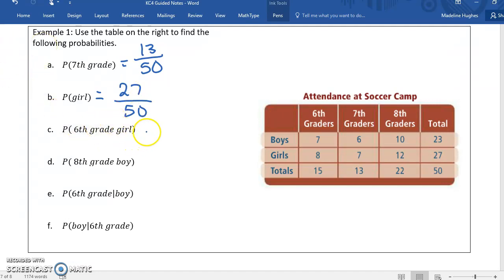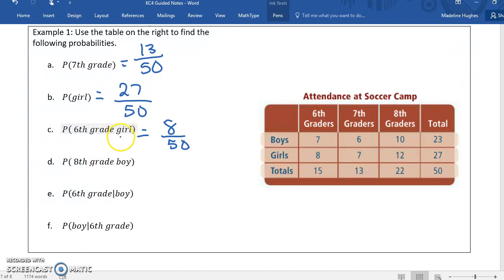Part C, a 6th grade girl. Now I'm looking for just 6th grade girls. So 6th grade and girl, I see it's 8 right here. So my top number is an 8 over all of the students. Again, we're just comparing out of how many, since it doesn't say that given or that line yet.